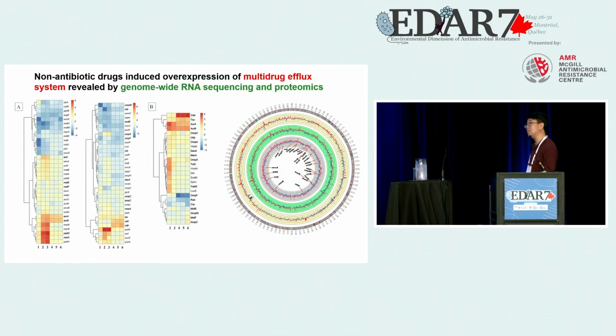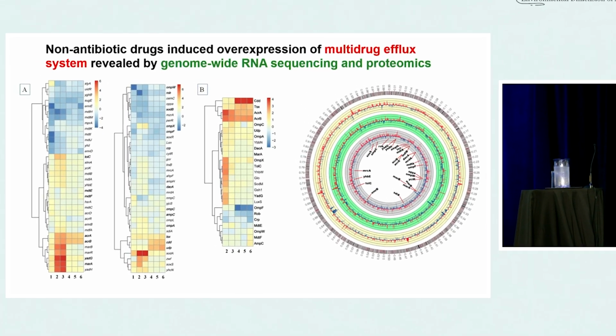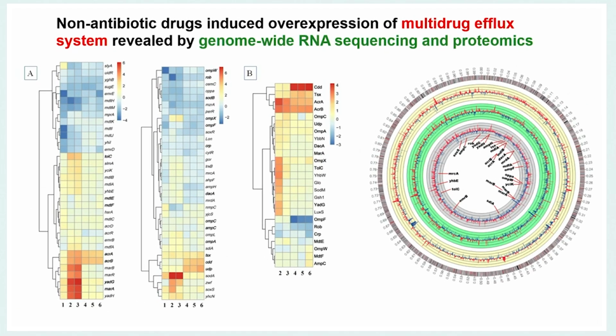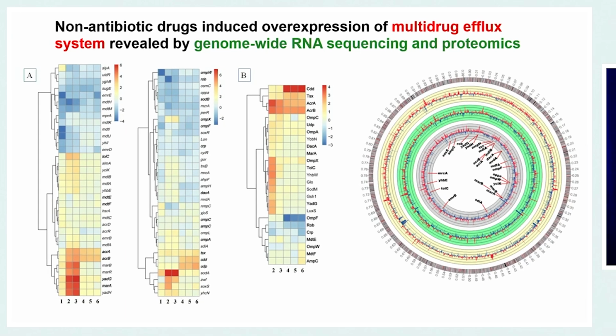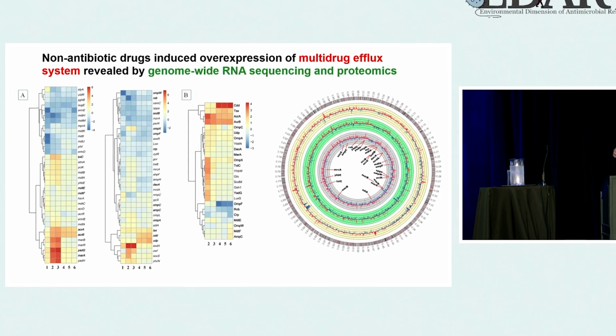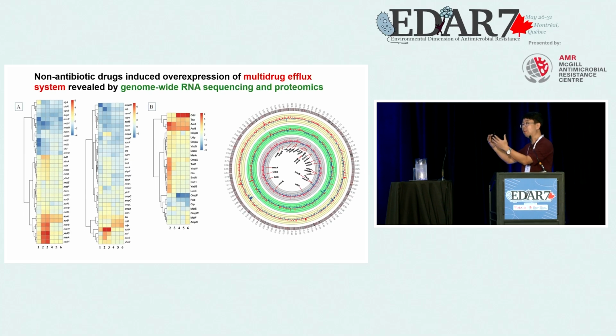Another reason is that under such exposure, the efflux pump has been upregulated. That's why these bacteria are not resistant to just one antibiotic but become multiple drug resistant. They can pump out multiple antibiotics.